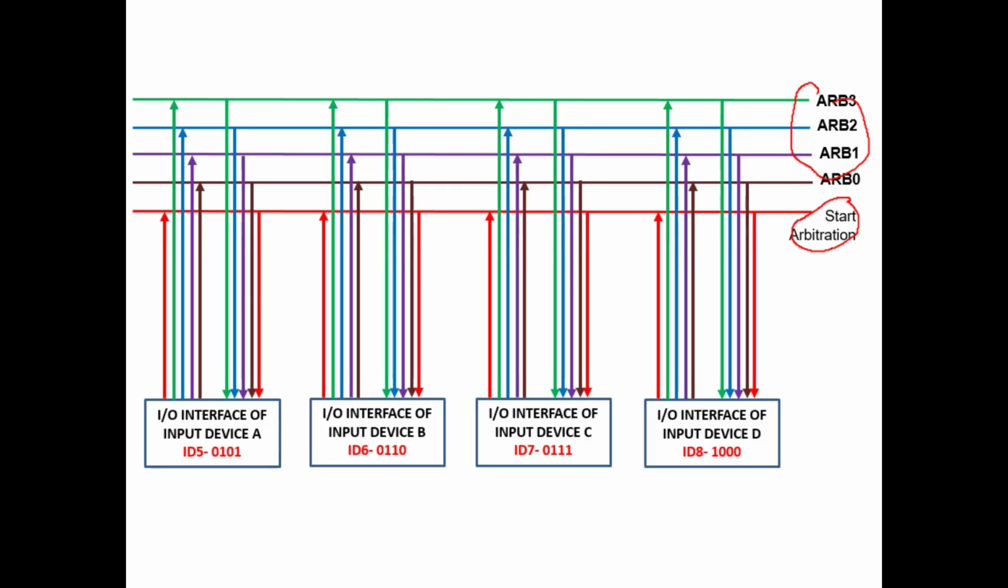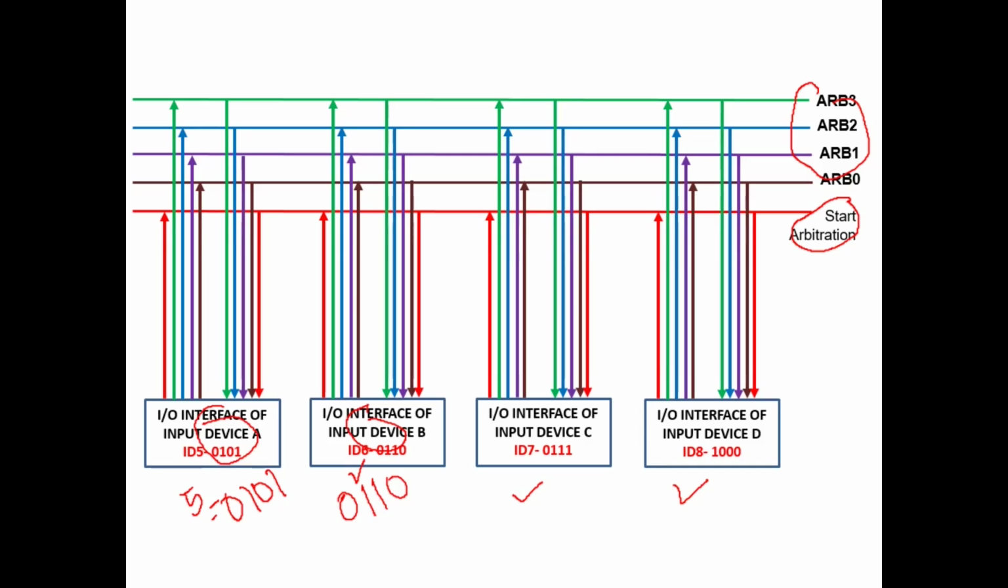Now, here there are 4 IDs. This first device here has ID 5, which is nothing but the 4-bit ID 0101. Then I have one more device here, its ID is 6, that means 0110. Then here is ID 7, and there is one more device with ID 8. So 4 devices are there. Now let us see: the device with ID 5 and the device with ID 6 participate in the arbitration process, meaning only 2 devices want to become bus master.